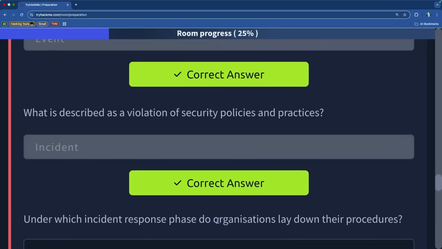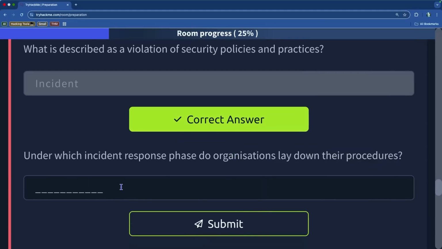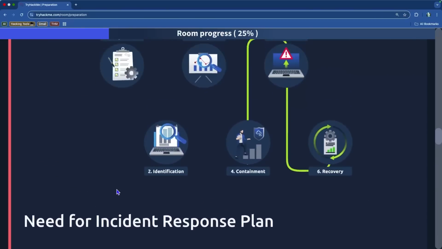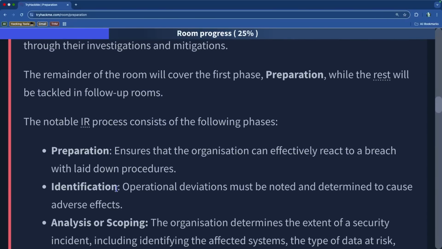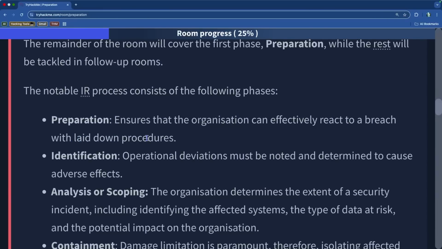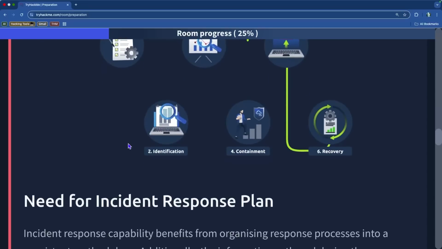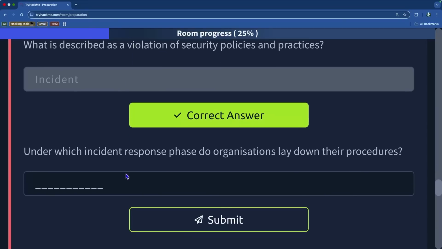Under which incident response phase do organizations lay down their procedures? That would be something that I have not answered yet. So laying down of the procedures, I think it would happen in preparation, right? Because we're technically talking about that. Yeah, so the laid down procedures would be in our preparation phase, because we're talking about preparation.